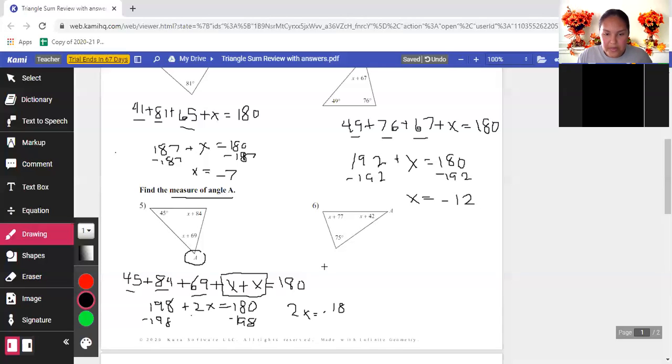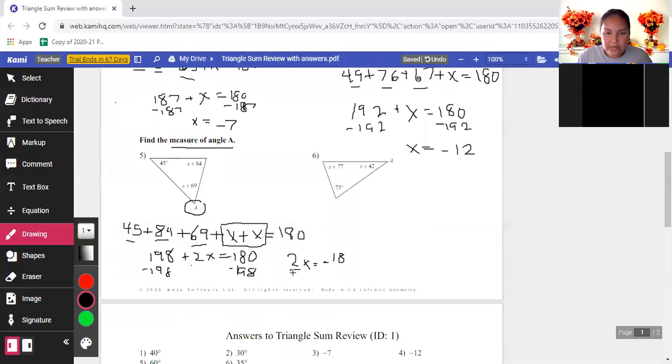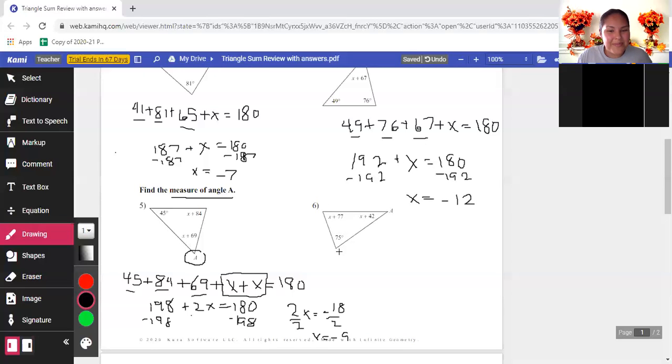All right. What do I have to do now to get x by itself? Divide by 2. Yep, so you're going to divide by 2. And what do I get for x? -9. So I get -9. So am I done with this answer? No. What do I need to do now? You need to find the angle for A.